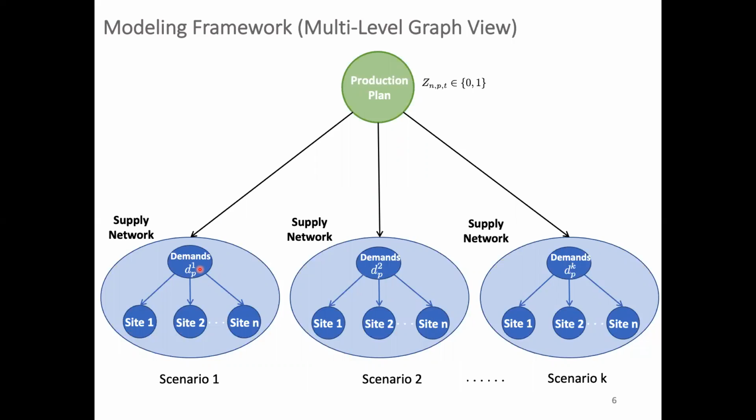If you consider only one such modeling space, then we have a deterministic model. If you consider multiple scenarios of the uncertain parameters, then you start building a stochastic optimization model. And all these scenarios are linked by the production decisions that you make. In this case, it is the binary variable Z, which indicates if you should have a drug production at a given time at a particular site.